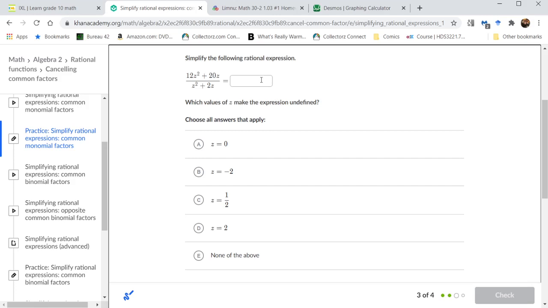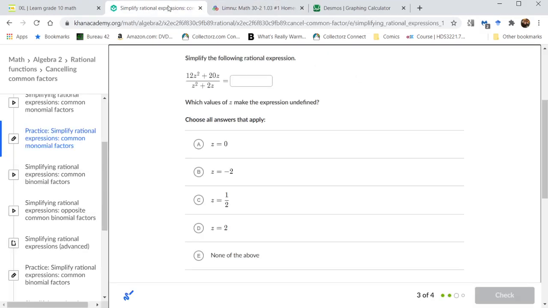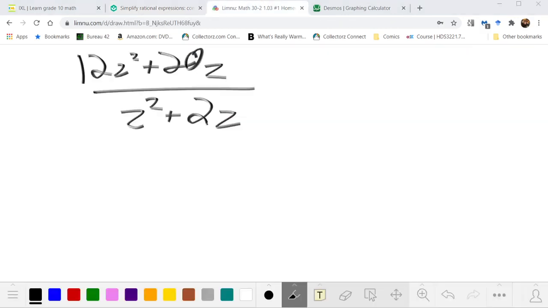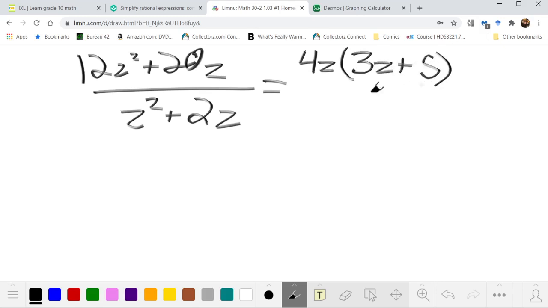So another case where you want to simplify the following rational expression. Now this, we may have a couple of stages. So with this one, I am going to break it out in steps. So the first thing we'll do is recopy this to our whiteboard. Now everything here is a multiple of z, and in our numerator, we also have a common factor of 4. So our numerator, we can factor out that common 4z, which leaves us with 3z plus 5.